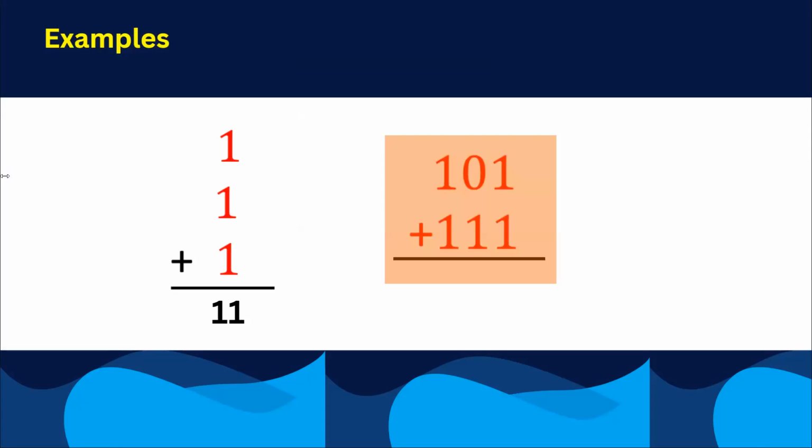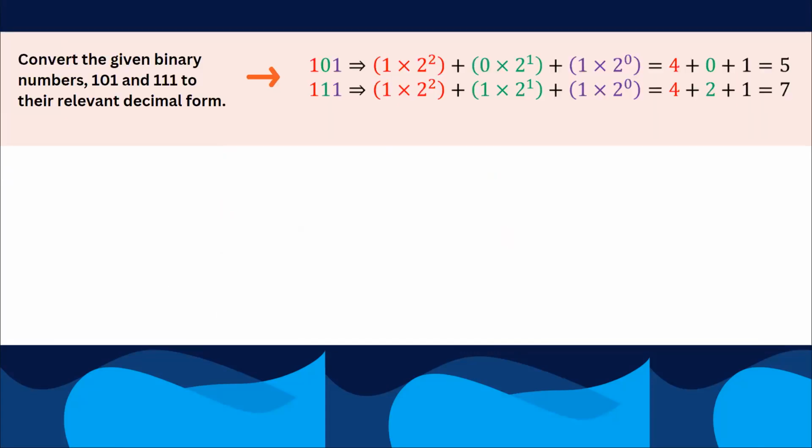Let's look at the second example now. So again, you've got these two numbers, 101 and 111. So what you do is that you convert them to the relevant decimal form. And the way to do it is you've got this number 101, right? Now, this is a 3-digit binary number, and each digit of this binary number has its own value that we call the place value.